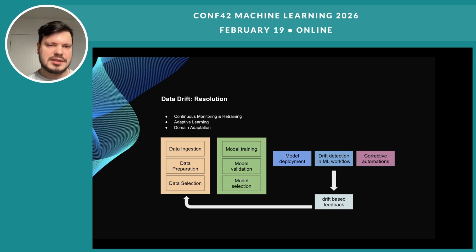The next one is adaptive learning. For some models, it's possible to use online learning techniques and update the model parameters when new data arrives. And the last one is domain adaptation. It's a more advanced technique that attempts to adapt the model trained on the source data distribution to a different target data distribution without relabeling.